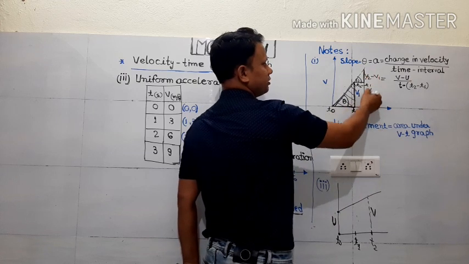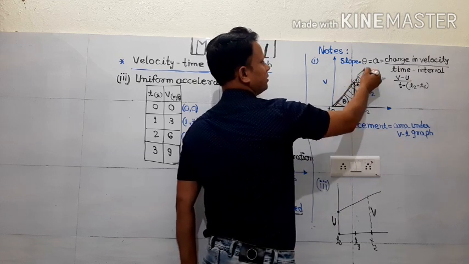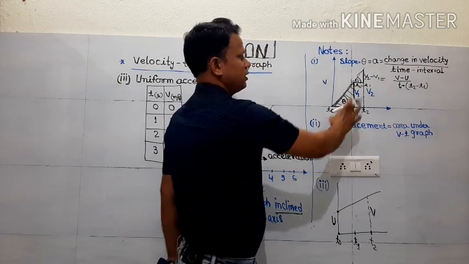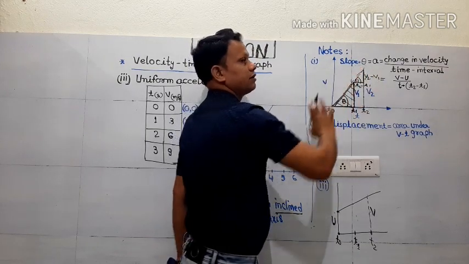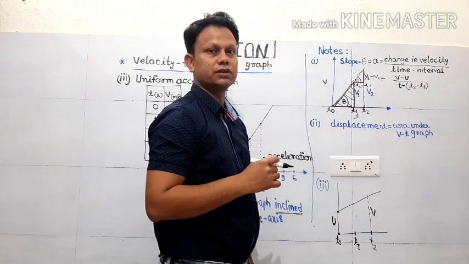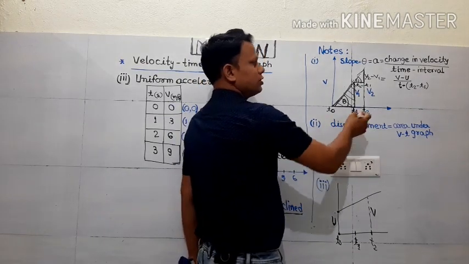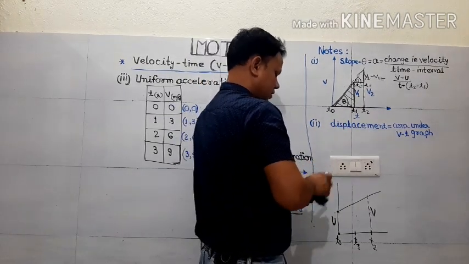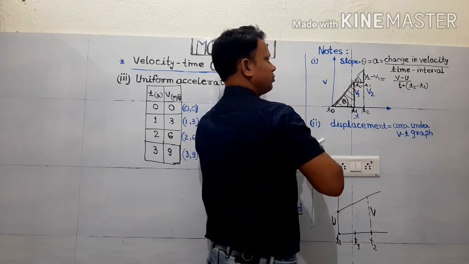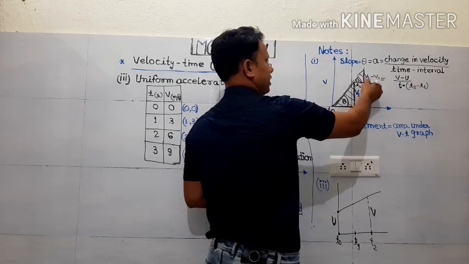Then you have to take this much as a triangle and find out the area. This will be half into base into height. You will get the value of displacement. Now somebody is interested in between T1 and T2. For this you have to take this part only, the area of this part.